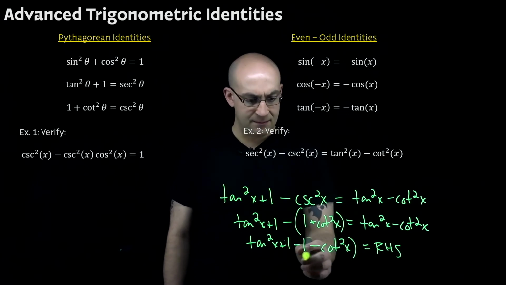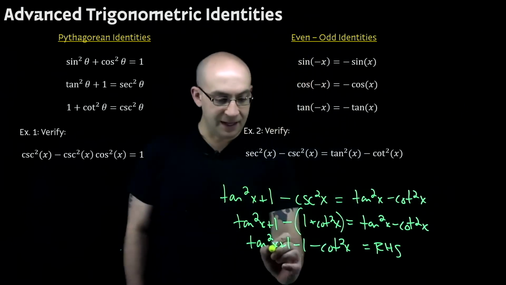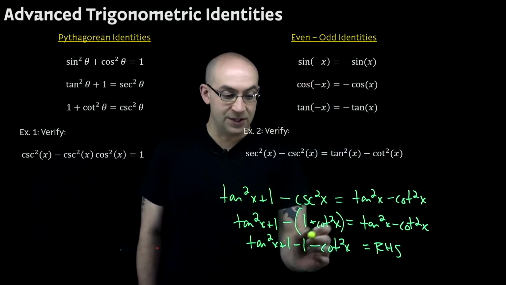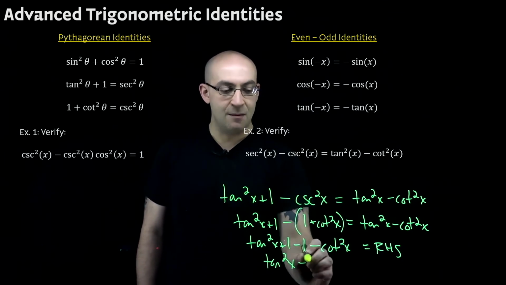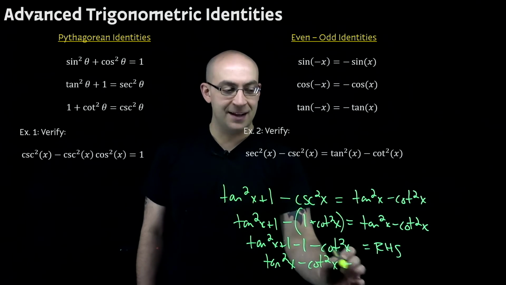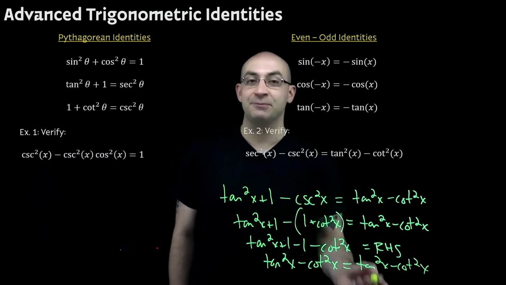Where was that? Why did I put that there? That was weird. Okay, do we have space? We do. Okay, so we have 1 minus 1, which is 0, obviously. So then we have tan squared of x minus cotangent squared of x. And obviously that's going to equal tan squared of x minus cotangent squared of x, which was the original problem.